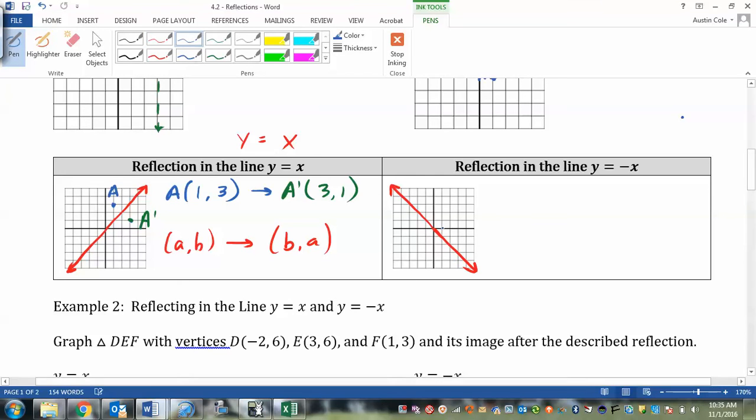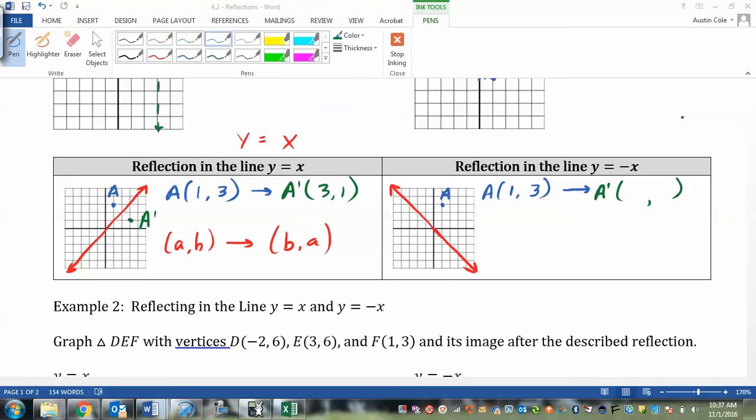So if A was 1, 3, don't shout it out. I want you to think about it. Where do you think A prime is going to be? I reflect A over the line y equals negative x. Where do you think A prime will be? Talk to the person next to you.